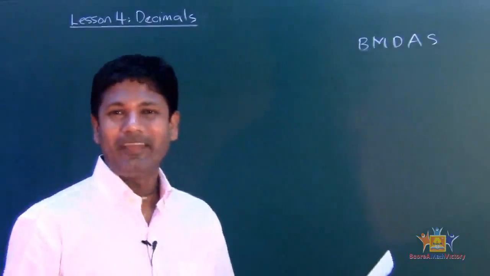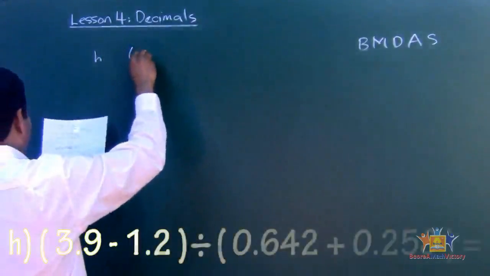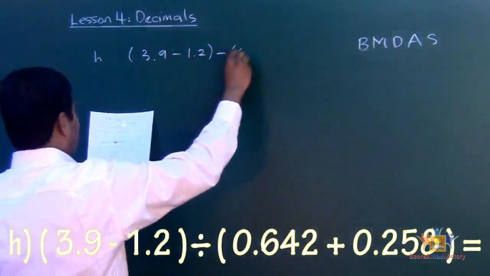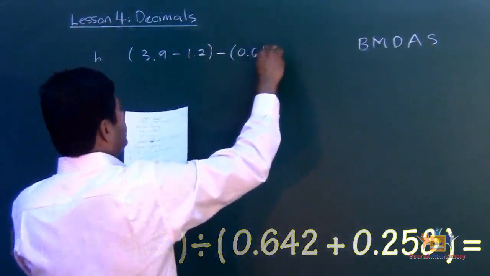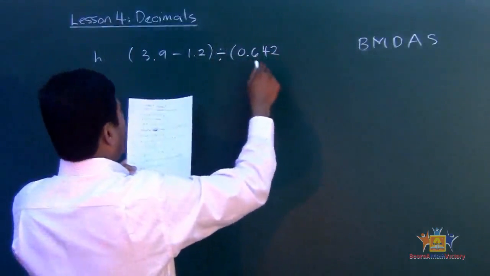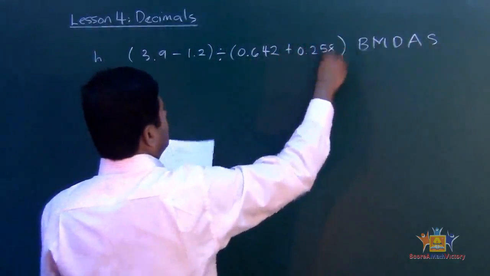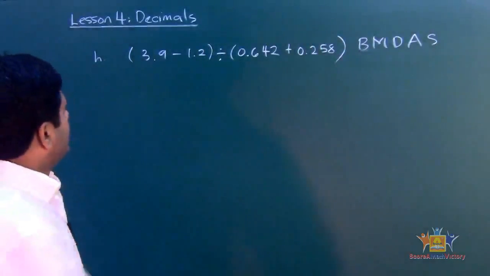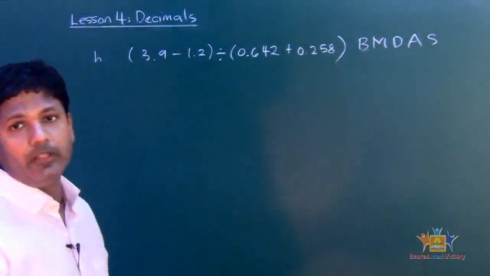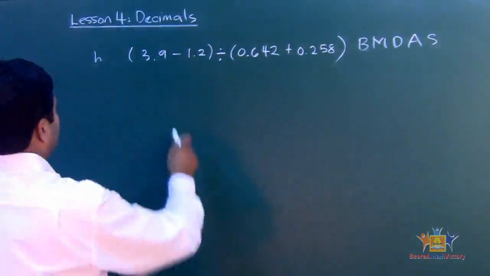All right, problem H. Okay, let's write that down. H, you've got a bracket. Inside the bracket, you have 3.9 minus 1.2. And you're subtracting that from, actually dividing, okay? Divide, and then you've got a bracket, 0.642 plus 0.258. Now look at that. You've got a bracket here, a bracket there, and you're dividing in the middle. So what do you do? Exactly, what's inside the bracket, we solve it first, and then we will divide. Okay, so let's start with this one.